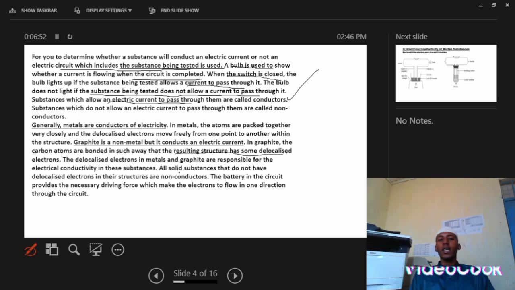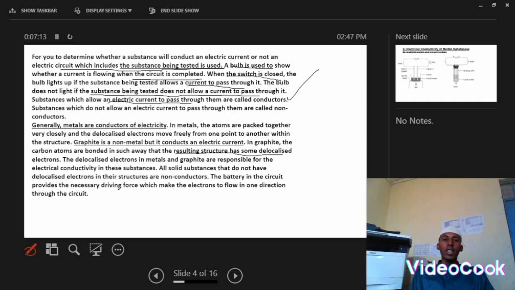All solid substances that do not have delocalized electrons in their structure are non-conductors. The role of the battery in the circuit is to provide the necessary driving force or energy which makes the electrons flow in one direction through the circuit.